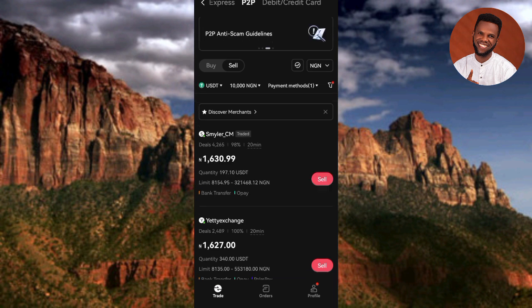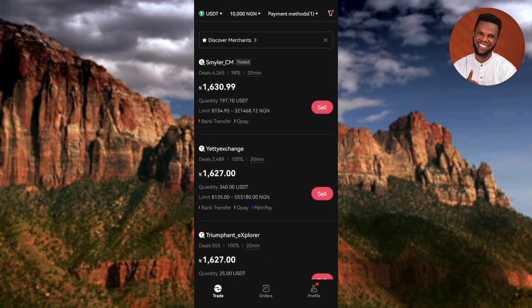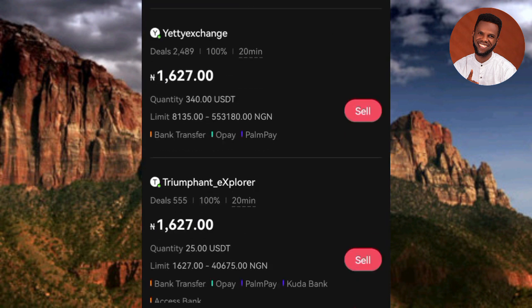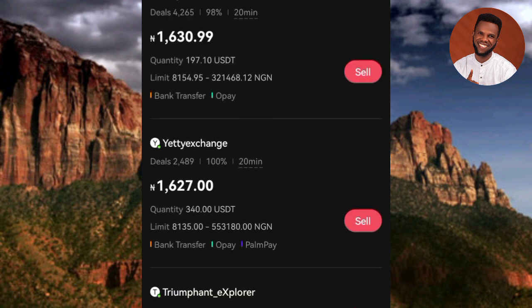So guys, right here now, these buyers and advertisers that are here have been sorted based on what I inputted: the USDT 10,000, my payment method which is bank transfer, and then my filter. So guys, now you can see they have been filtered. So you can see these are the buyers that I can do business with right now. Let me use the first one as an example.